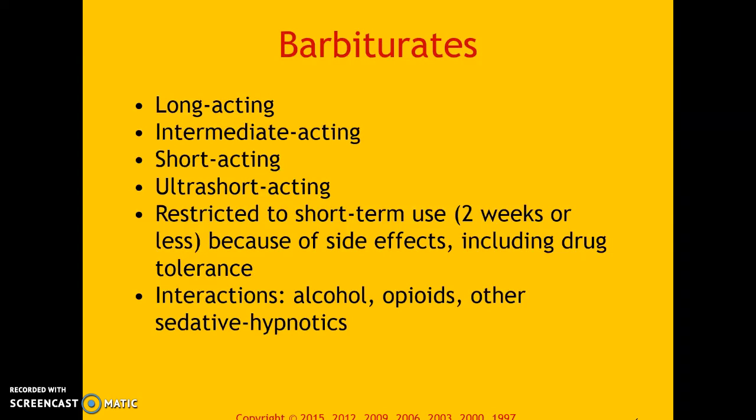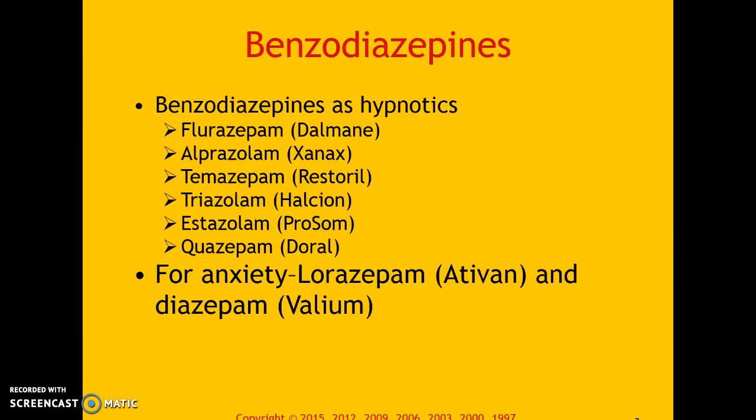With the barbiturates, we did talk about this a bit, and that there is long-acting, intermediate-acting, short-acting, ultra-short-acting, but know that all barbiturates need to be restricted to 2 weeks or less in time, especially because of the drug tolerance, but also because of the side effects. So you can do 1 card for barbiturates, and then on the back, if you want to put the long and the short and the intermediate, that's totally fine. But I'm not going to ask you specifically on each one of those.